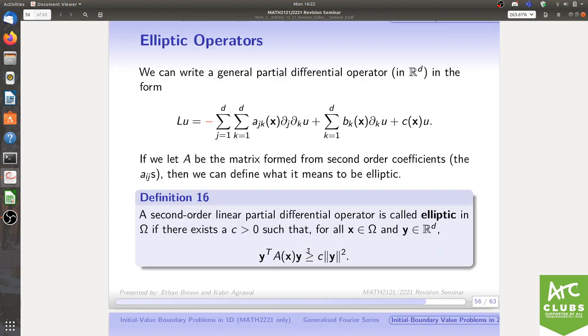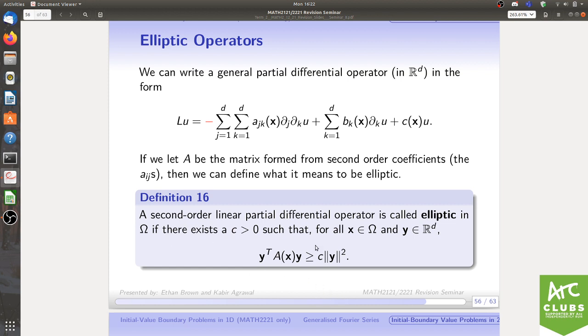So, with elliptic operators, what we essentially do is describe a linear operator in terms of its partial derivatives, as a sum of all these second derivatives, a sum of all these first derivatives, and whatever the coefficient of u ends up being. The extra important thing to remember is that there's this extra negative sign at the front. So using this idea, we can define what it means for an operator to be elliptic.